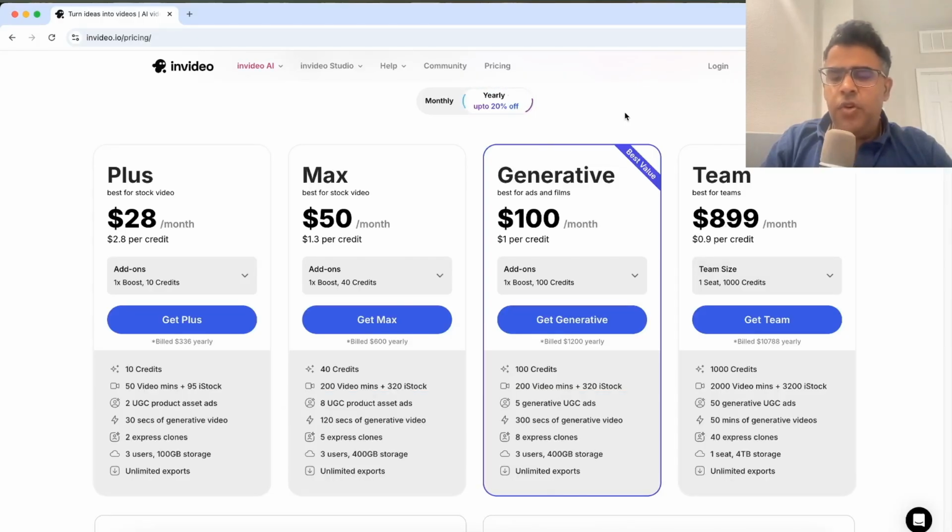So for InVideo.ai, let us review their tiers. They have Plus, Max, Generative, and Team. Plus starts at $28 per month, Max is at $50, Generative is at $100, and Team is at almost $900. What I'm already immediately liking is, just like 11 Labs, InVideo.io has created a team package at a much higher price point, where they have a couple of entry-level offerings, and then they have this generative plan.